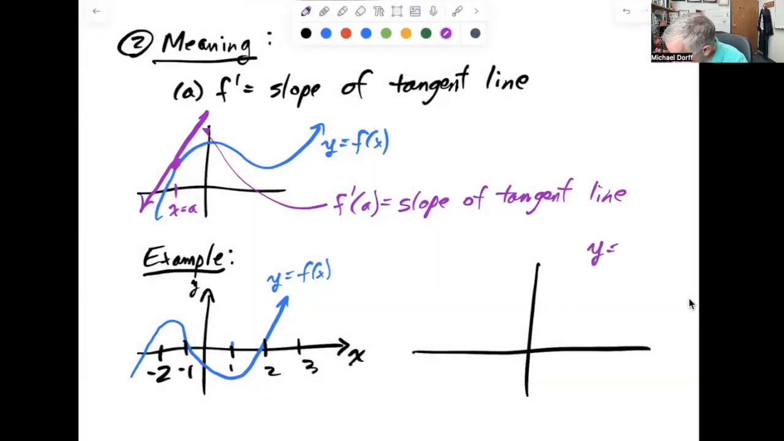So now on the right side, I'm going to draw the graph of the derivative. Well, using the idea that the derivative equals the slope of the tangent line, I'm going to look at my blue curve, take some points on it, and draw the tangent line and look at their slopes. The easiest ones to start with are the ones where, when I draw the tangent line, it is flat or horizontal.